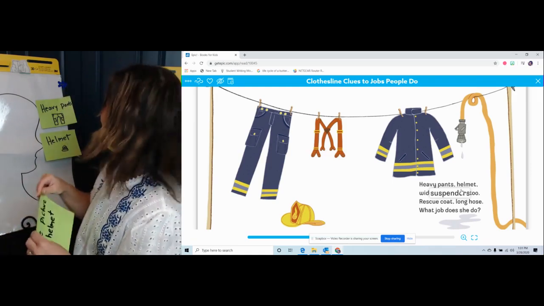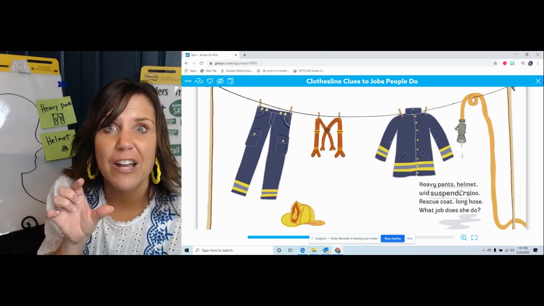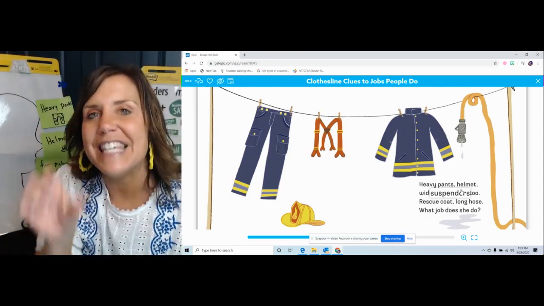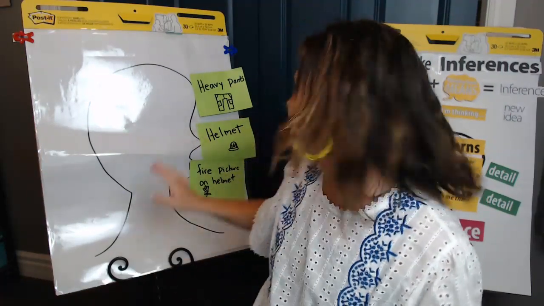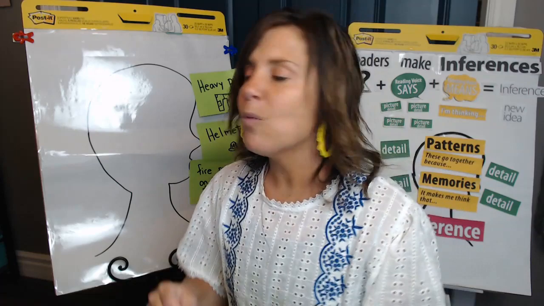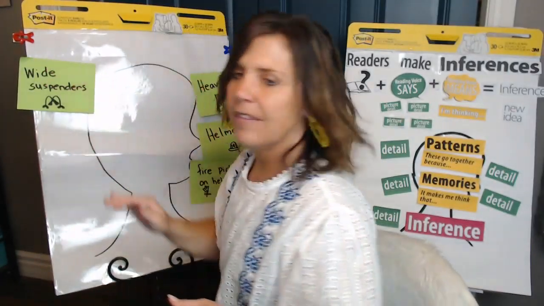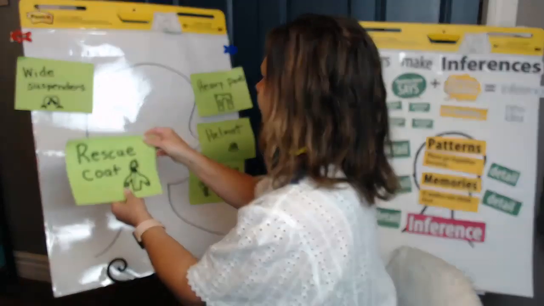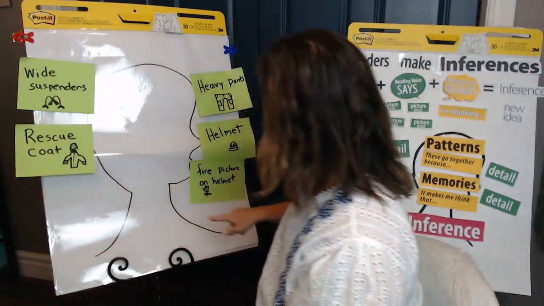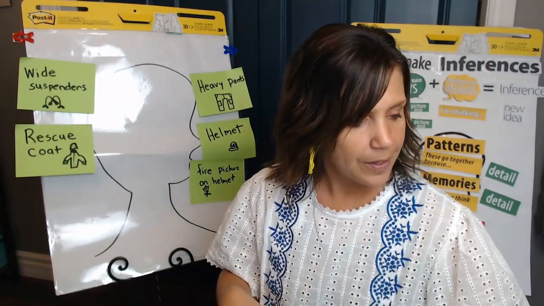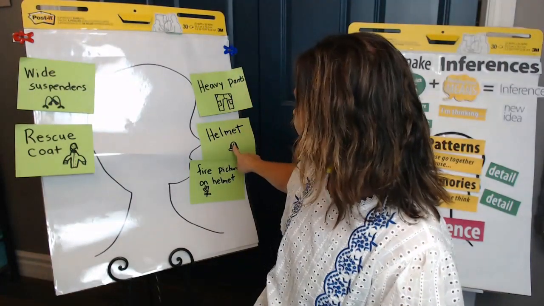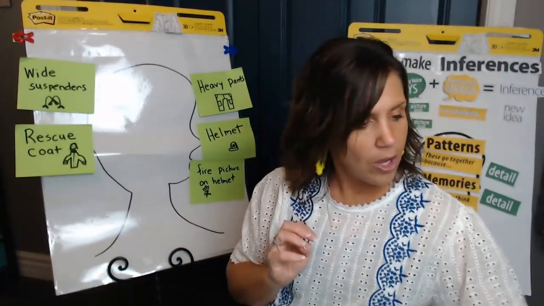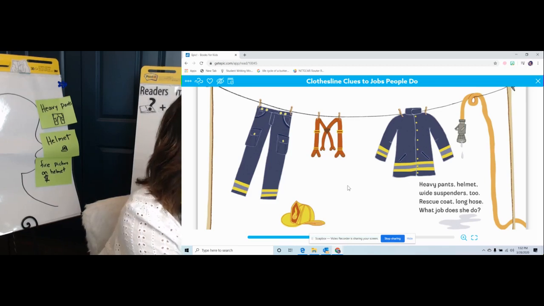Oh, also with the helmet, I see in the picture a little fire symbol. So I'm going to add fire picture on helmet. That's what I read in the picture. I see a picture of a fire on the helmet. So I'm going to add that as my reading voice. The next one, wide suspenders. And I can look at the picture there. There's big, thick suspenders there. Rescue coat. And I drew all these pictures with it. A rescue coat. There's the suspenders and the heavy pants and the fire picture. Okay. So I have heavy pants, helmet, the fire picture on the helmet, the wide suspenders, and the rescue coat, and the long hose. I need that one. Long hose.